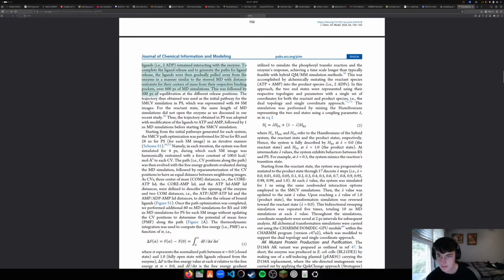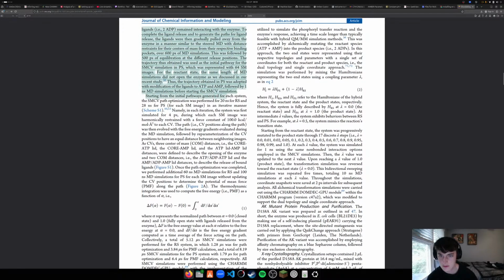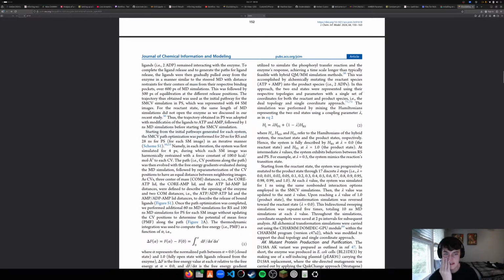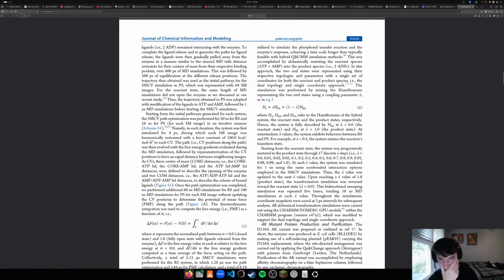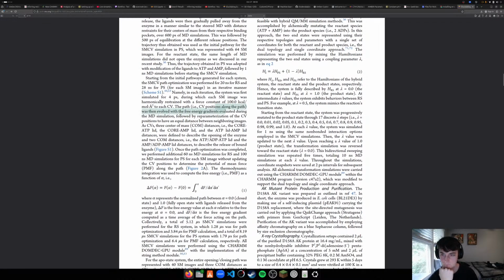This was followed by the equilibration. The trajectory thus obtained was used for the initial path. For the reactant state, the same length of MD did not open. Thus, the trajectory obtained in PS was adopted. Starting from the initial pathway generated. Okay, so they're basically just doing standard steered MD. They're pulling away the ligands. I thought they did something more different.